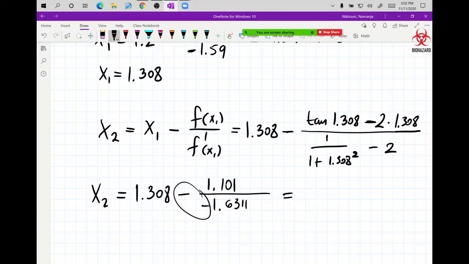Now this is going to be a plus again. So I have 1.308 plus 1.101 divided by 1.6311, and that's going to give me, oh, I don't like this, 1.983. I typed something wrong somewhere.